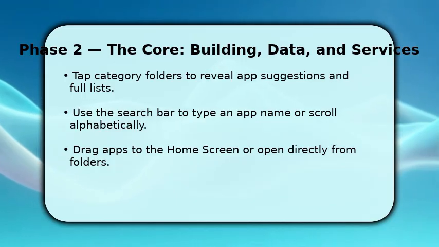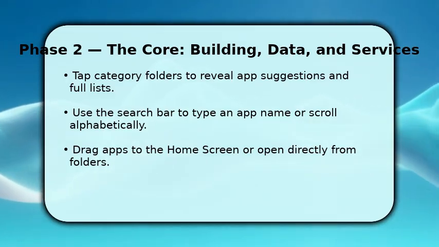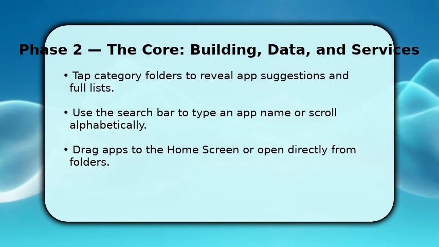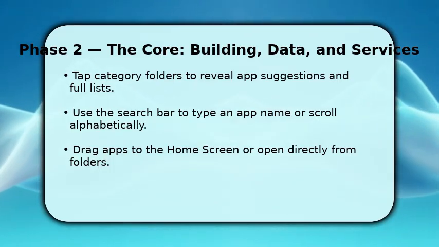If you know the name, use the search bar at the top to type and filter instantly, or swipe the right edge to reveal an alphabetical list for quick jumps. Make sure to press and hold an icon to access the full list or to drag an app back to a home screen where you want it.